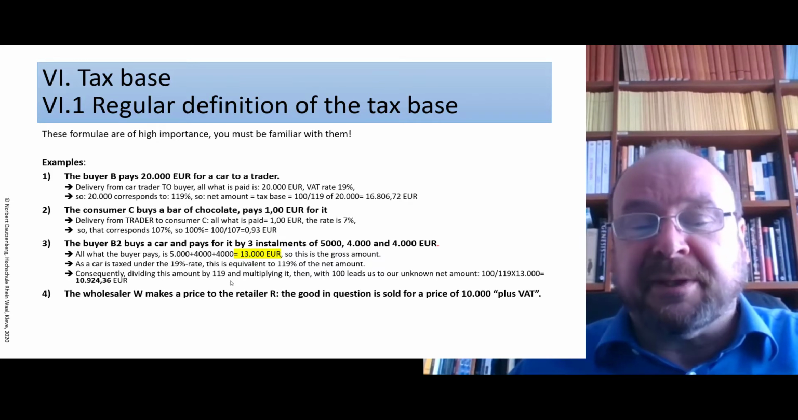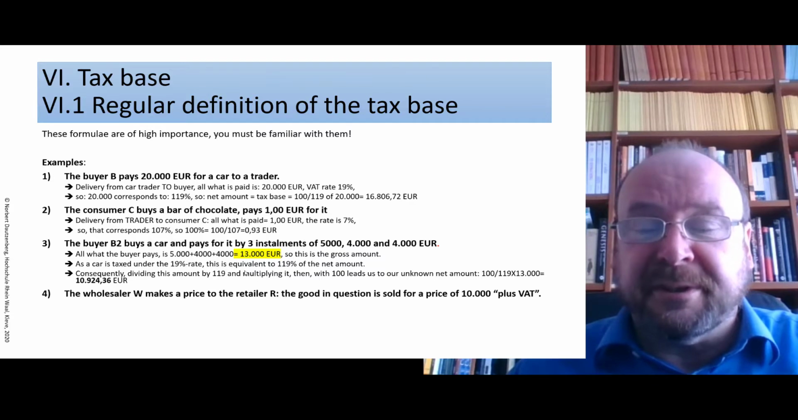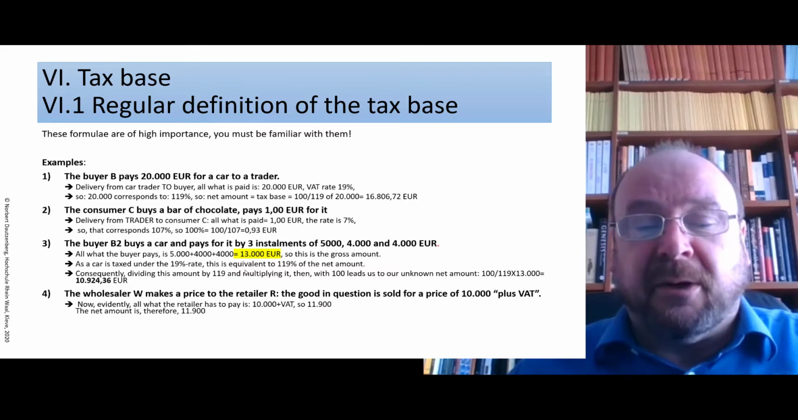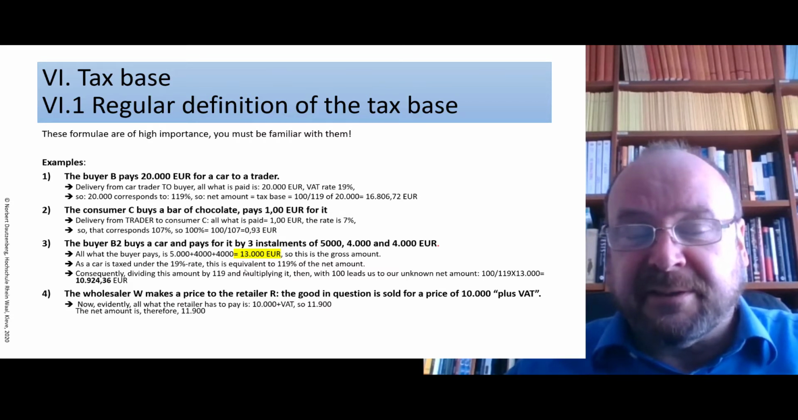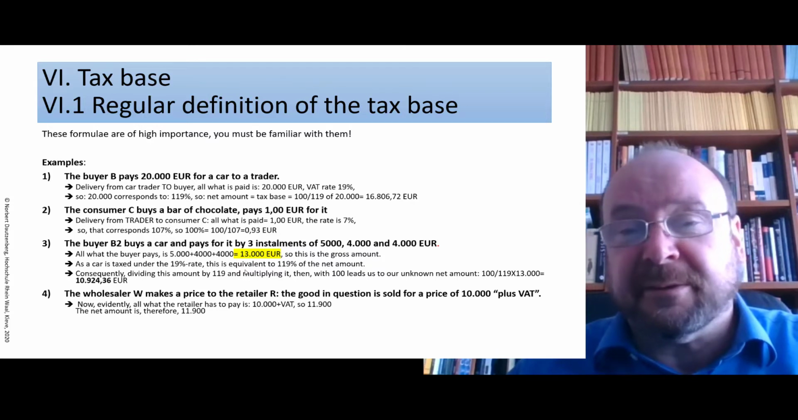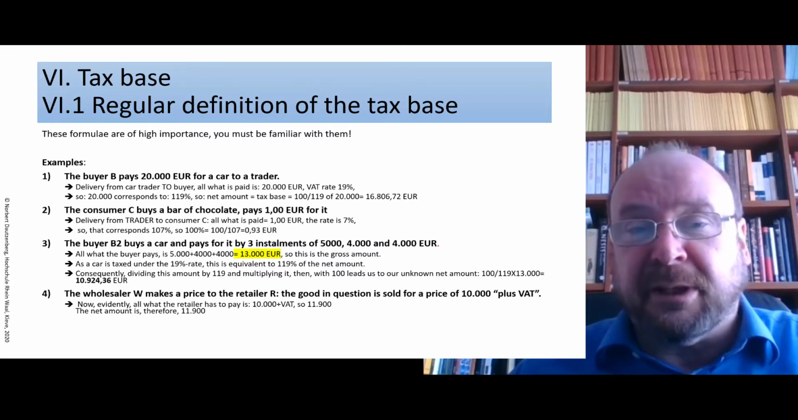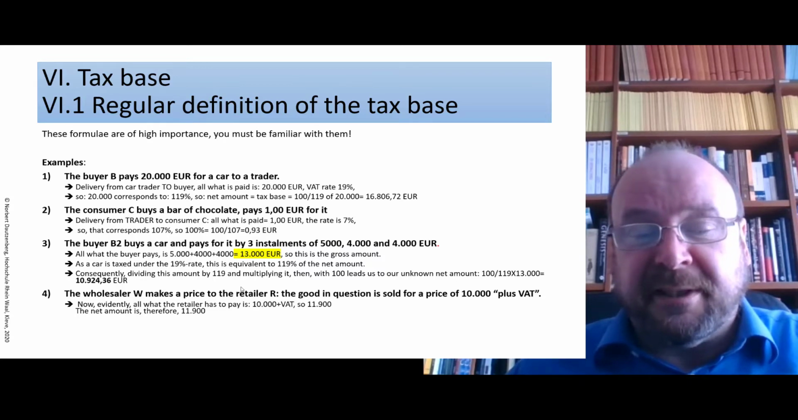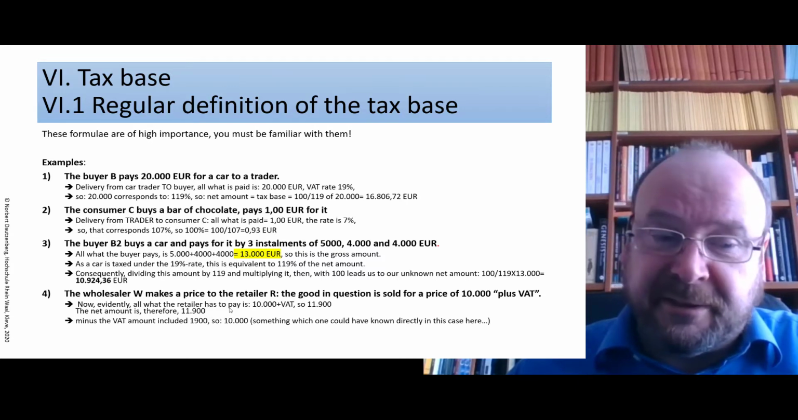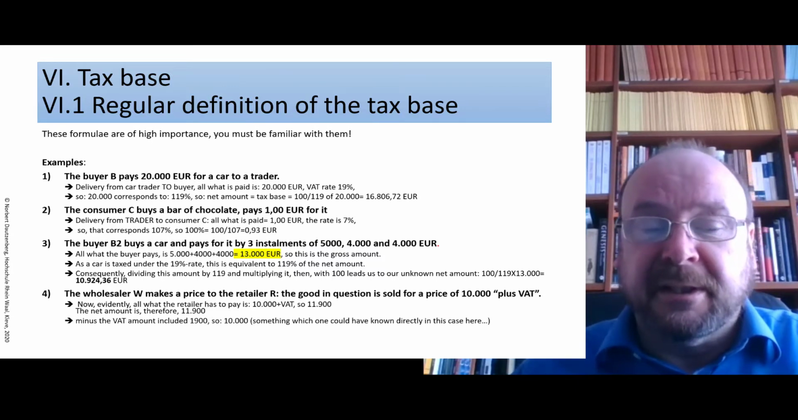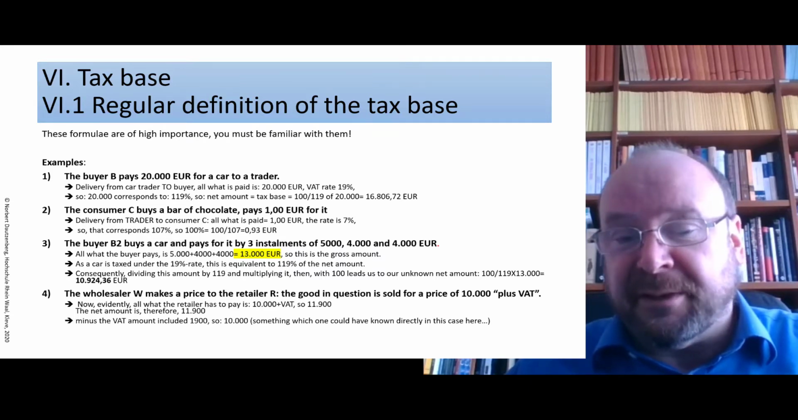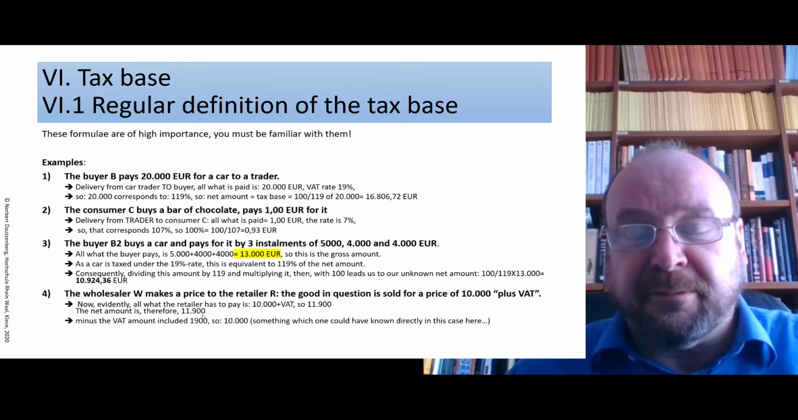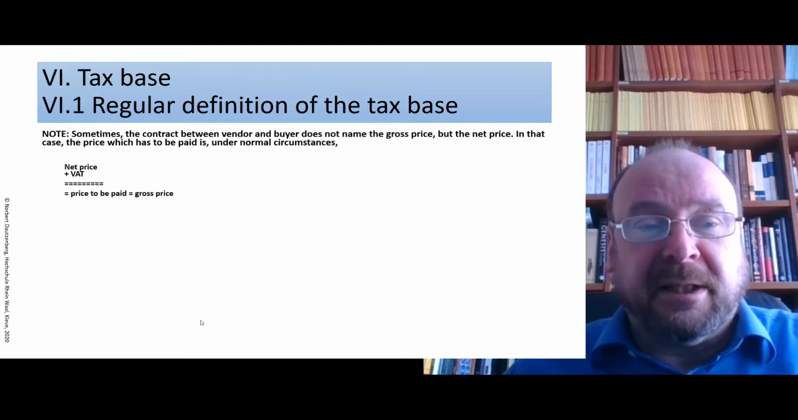Wholesaler W makes a price to retailer R. The good in question is to be sold for a price of 10,000 plus VAT. Now, evidently, everything which the retailer has to pay is 10,000 plus VAT, so 11,900. Now you can apply the usual formula. The gross amount, therefore, is 11,900, gross amount, not net amount, minus the VAT amount included, 1,900, so we end up with 10,000 net amount, something which one could have known from the beginning already.